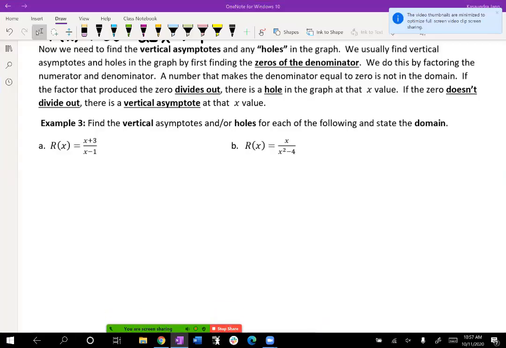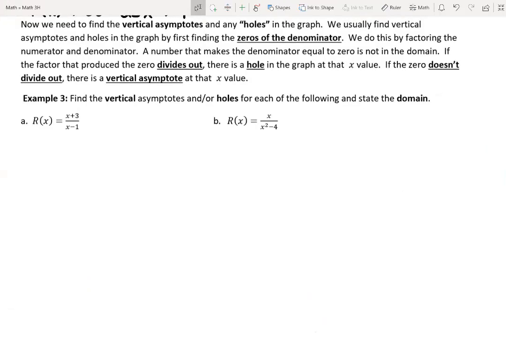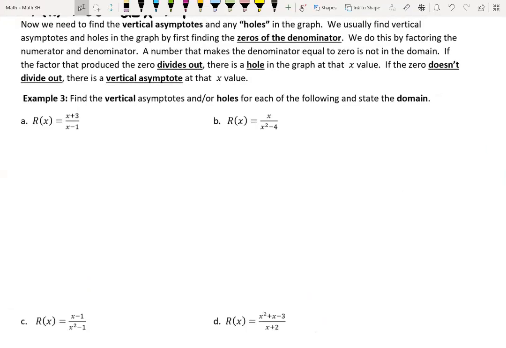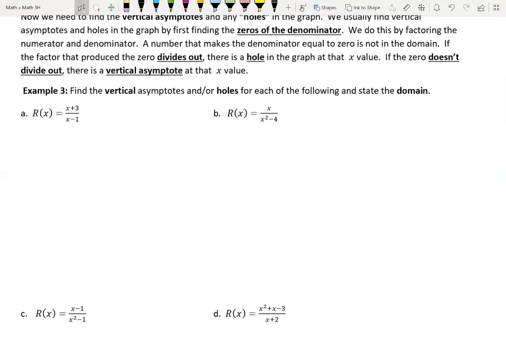All right, let's take a look at the next part of these notes. It says, now we need to find the vertical asymptotes and any holes in the graph. We usually find vertical asymptotes and holes in the graph by first finding the zeros of the denominator. We do this by factoring the numerator and denominator. A number that makes the denominator equal to 0 is not in the domain.